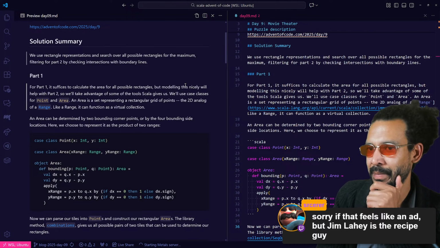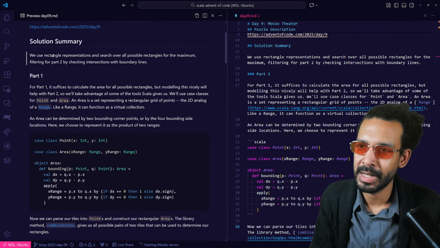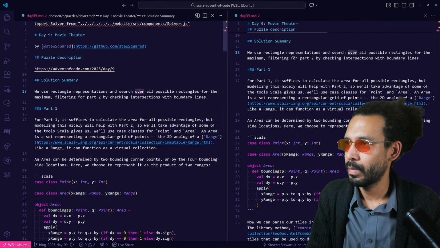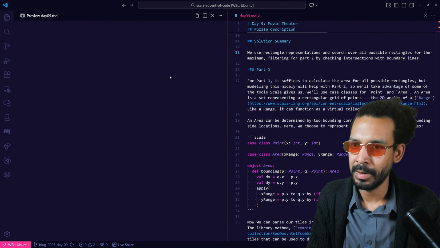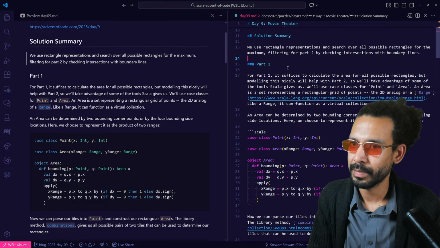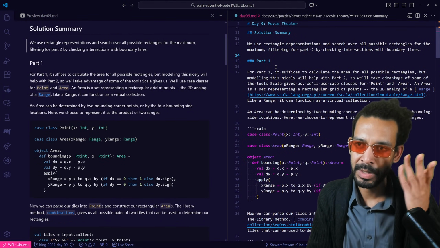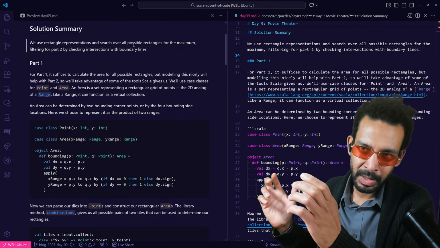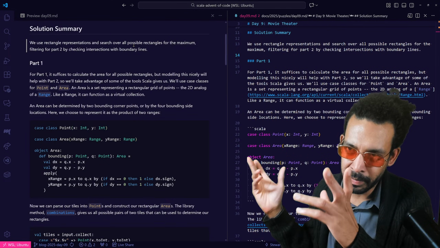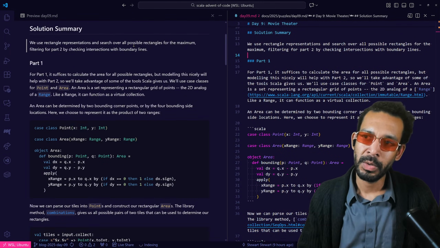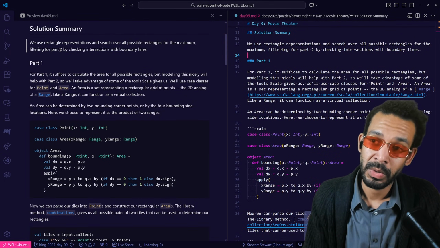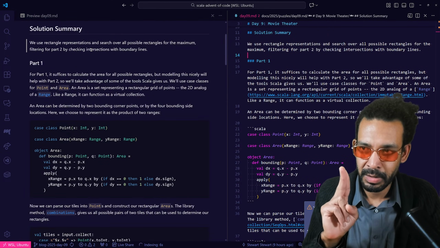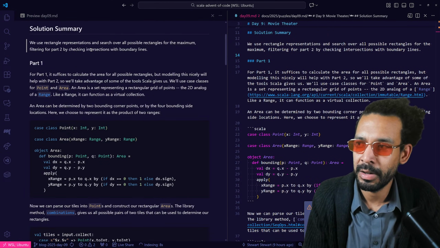So for day 9, this is my approach. So basically we use... oh, nope. What happened to the markdown preview? Okay, so basically we use rectangular representations to search all the rectangles, do brute force, and then in part 2, we just filter those rectangles by checking if there are any intersections with boundary lines.